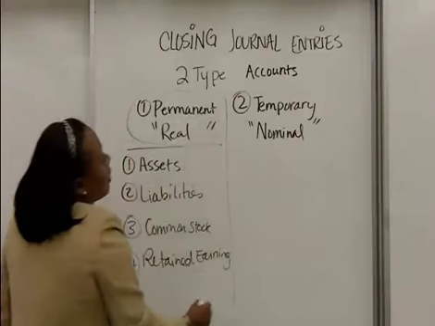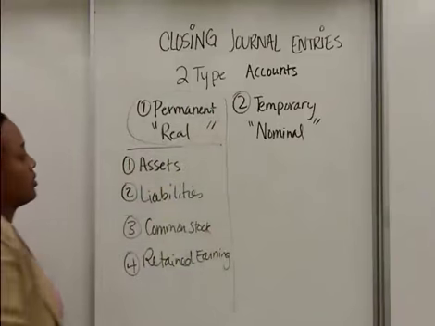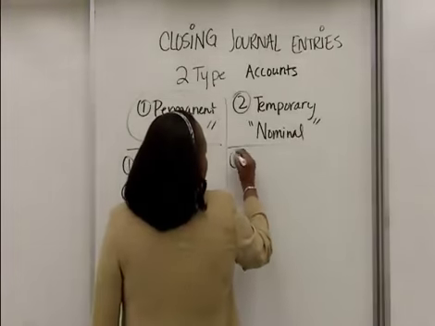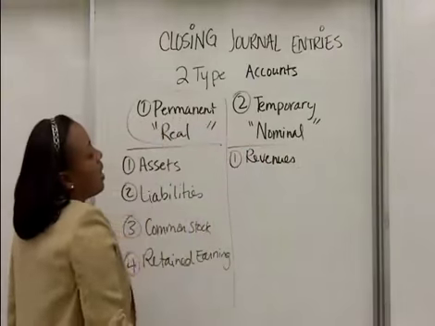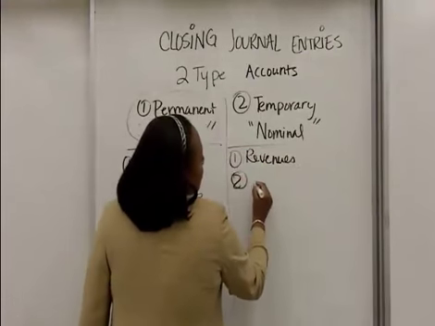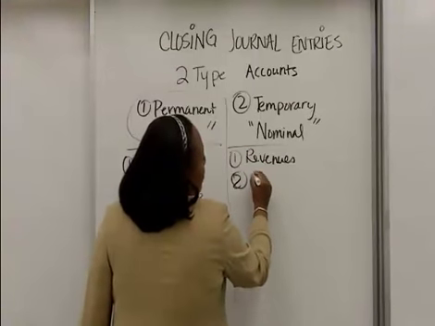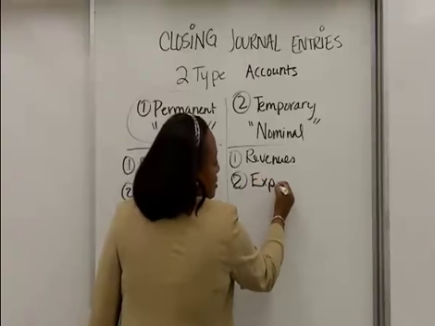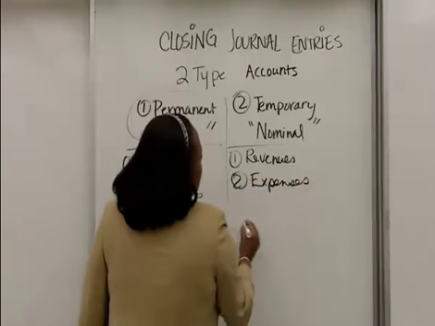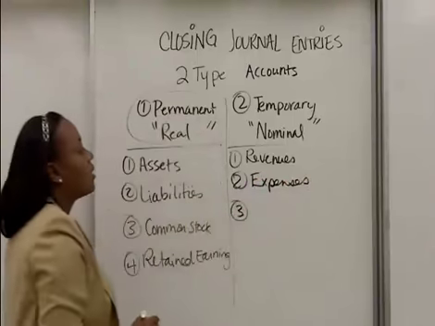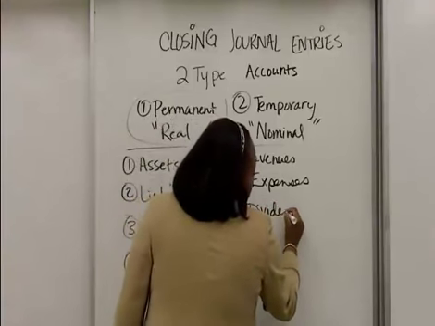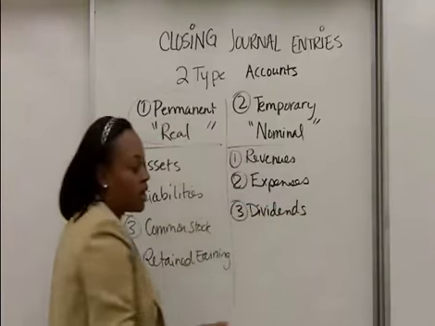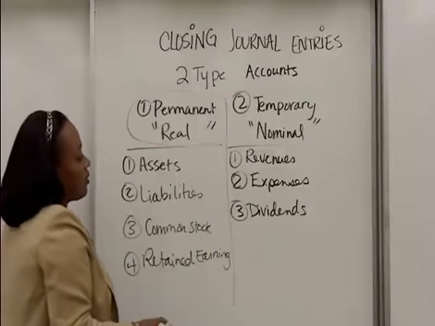Now, examples of temporary accounts would be, first one, revenues. The second example would be all expense accounts. These are expenses. And dividends. Dividends would also be considered a temporary account. Now, this is in your reading. I'm not sure exactly what page, but you should have already read that or reviewed that in the notes.